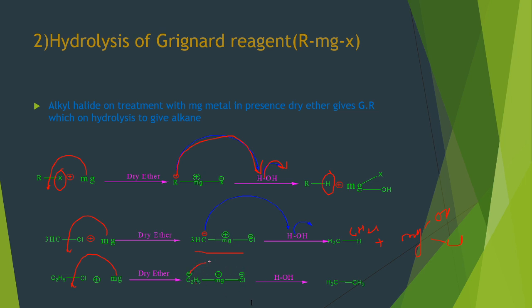Same thing, the negative charge will take a proton from the water molecule, and the hydroxyl group will be removed. We can write it as C2 minus, which becomes C2H5. So what is the product after taking the proton from the water molecule? C2H6. We already know that C2H6 is ethane.